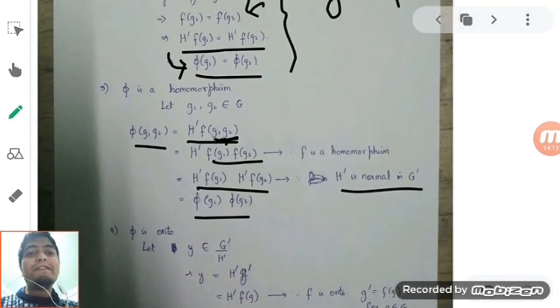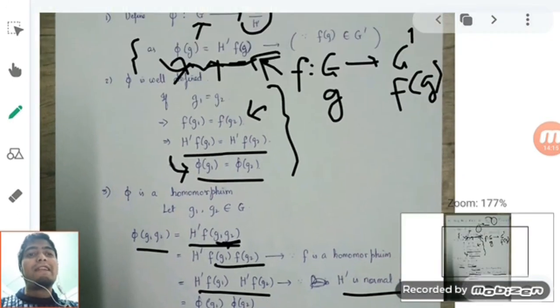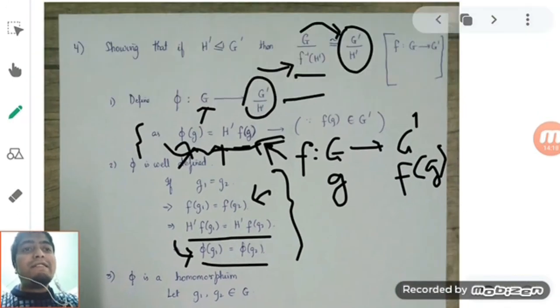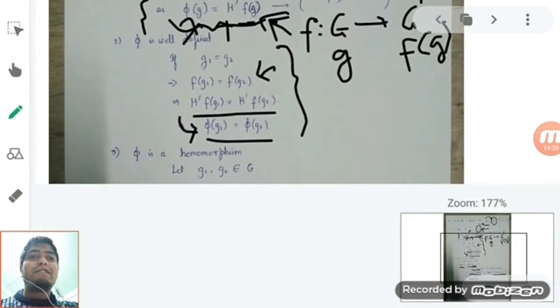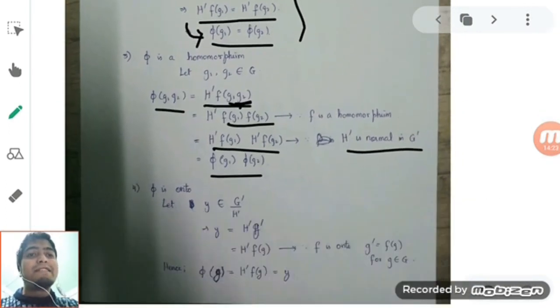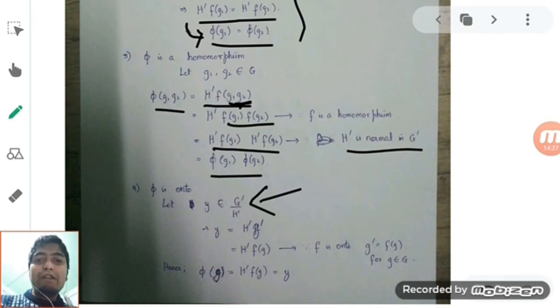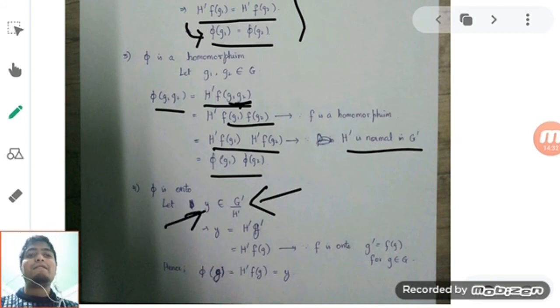So what do we do? We just take an element from the second set. The second set is G dash by H dash. So that's why we start with an element from the second set. What do we want to do? We want to show that this element has a pre-image under phi. That is, there exists an element in the first set which, when you operate with phi, you will get this element in the second set.